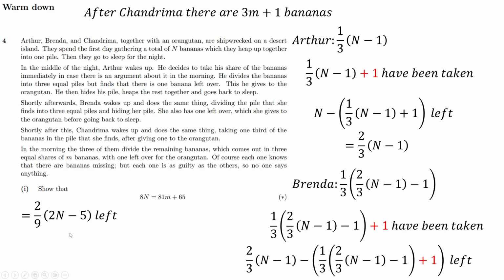And we'll do the same thing with Chandrima. So she takes a third of this. So Chandrima takes 1/3 of this, right? But minus 1, because if we didn't minus 1, then it wouldn't be an integer, right? Remember, we do the minus 1 because we know that there's going to be 1 left over. So say, for example, this was 31, and she takes a third of 31 plus 1 left over for the monkey, for the orangutan, sorry.